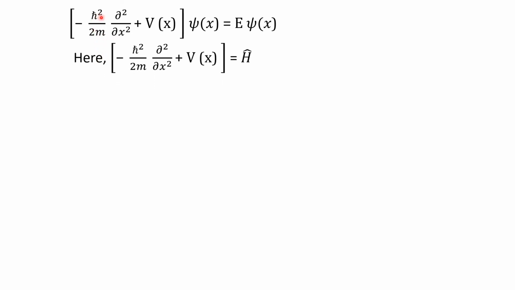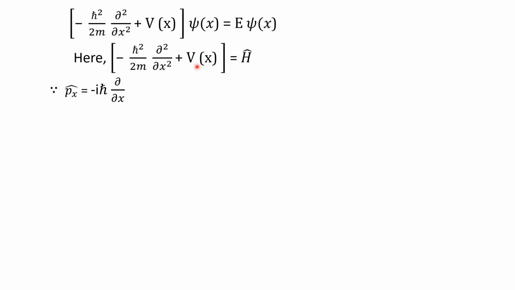Since minus h cross square into del square by del x square is a result of the x momentum operator square. Since p of x is equal to minus i h cross del by del x, we take its square, we get minus h cross square by 2m into del square by del x square. Since p x square is minus i square, means minus i h cross square del square by del x square. Therefore, the first term is the kinetic energy term and the second is V of x.